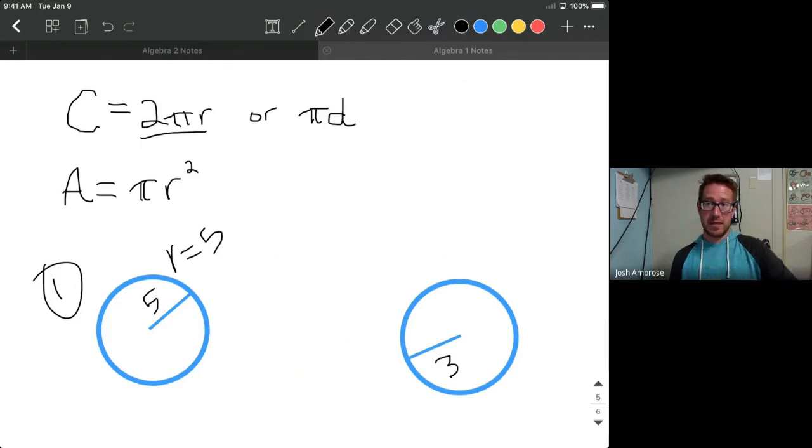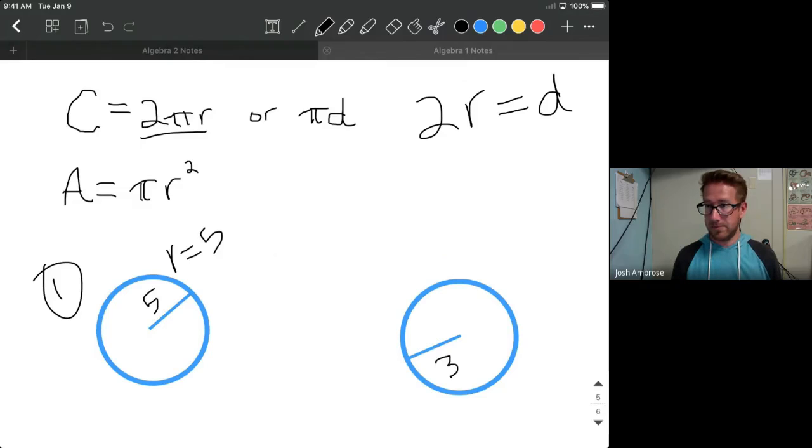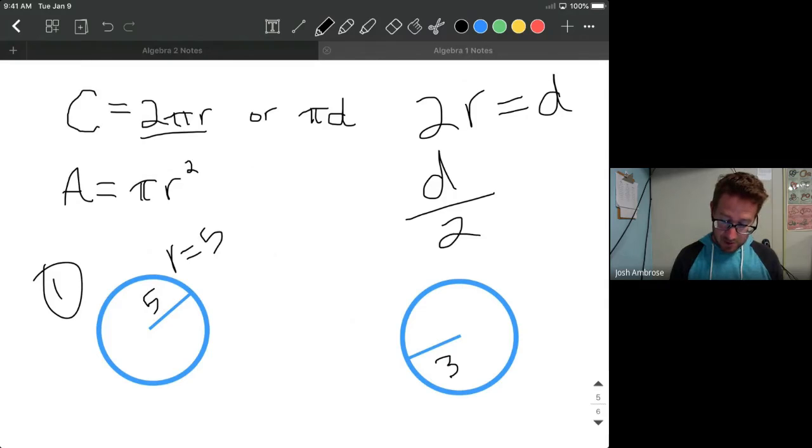Now, one thing that I haven't mentioned yet, and you should write this down, is if you do 2 times the radius, that equals the diameter. Or if you do the diameter divided by 2, that equals the radius. All right, maybe you guys knew that. That's easy. If you didn't, write that down. That's going to be helpful.